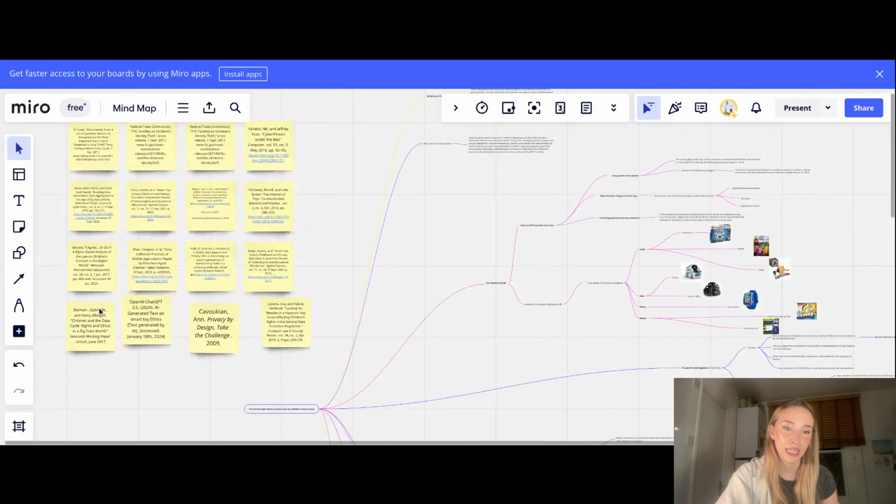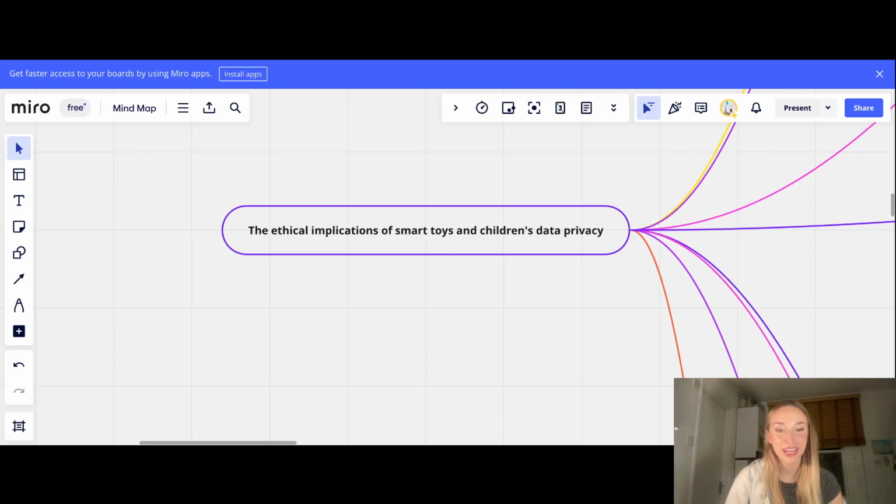Here are the references that I'm going to put in a PDF file and order them alphabetically, because I know you have to order them alphabetically. Yes, that is my presentation for the ethical implications of smart toys and children's data privacy. I hope you enjoyed, and if there's any questions or any additional information, I will add it into the portfolio. If I've missed anything, I'm going to add it into my submission and portfolio.